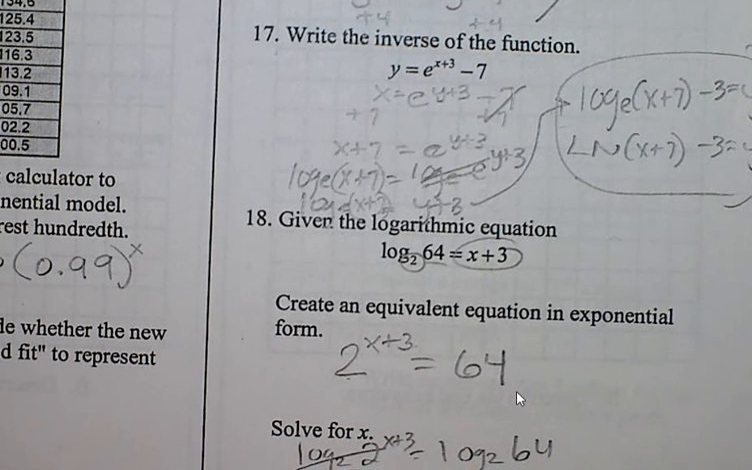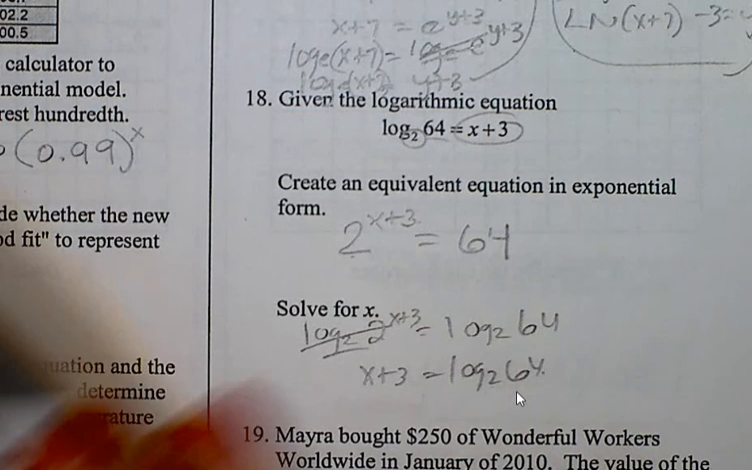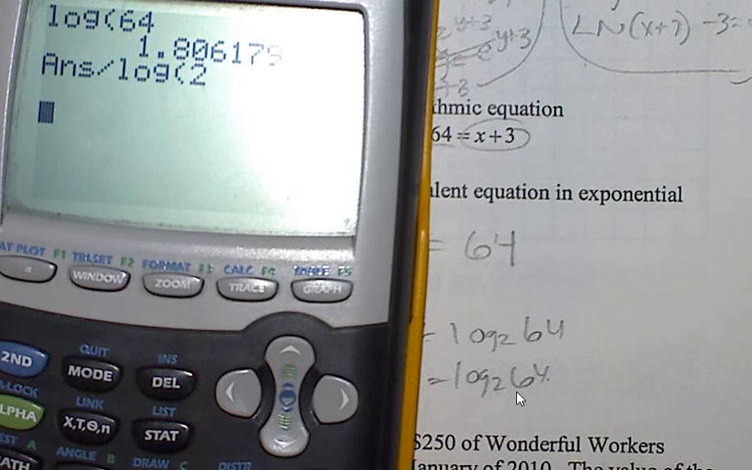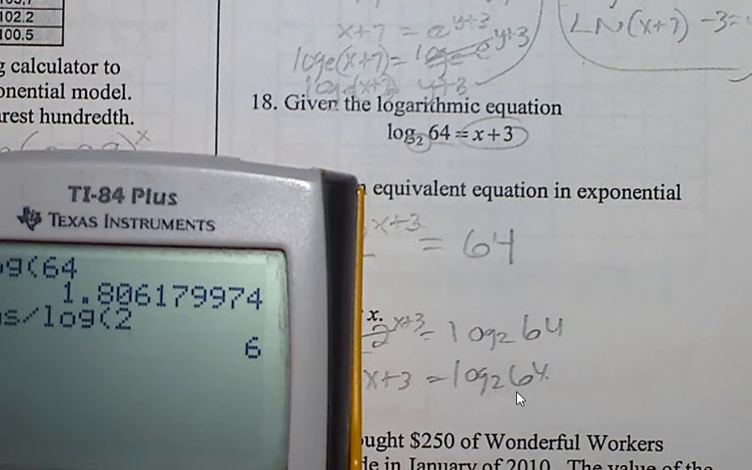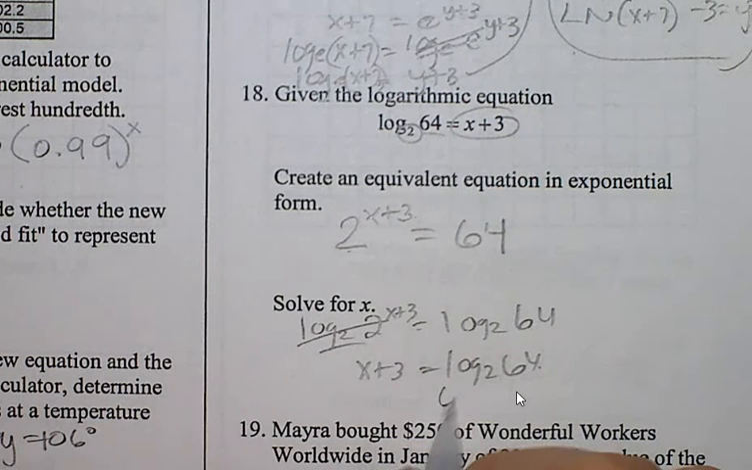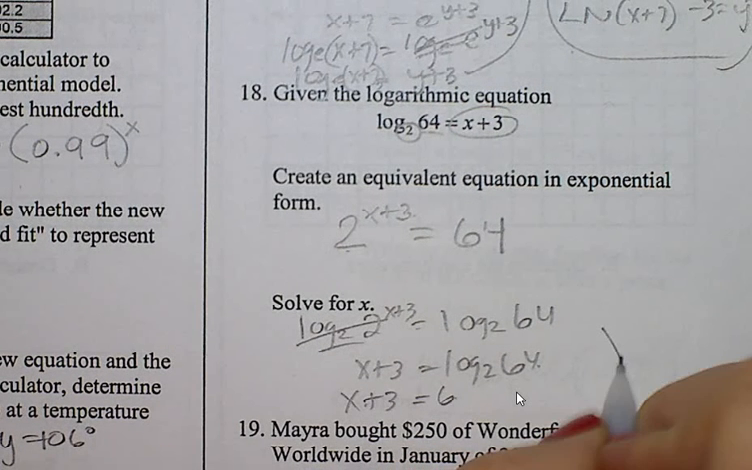Some of you can do that in your head. Others will plug it into the calculator. Remember, you're going to hit log of the back number divided by the log of the base to get an answer of 6. And your last step is to subtract 3 to the opposite side to get a final answer of x equals 3.